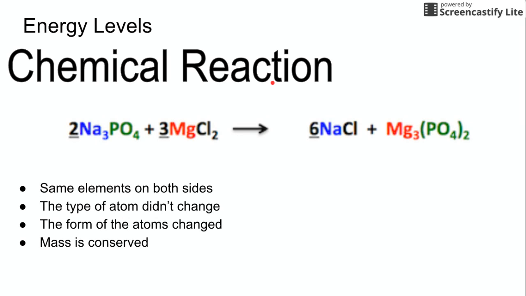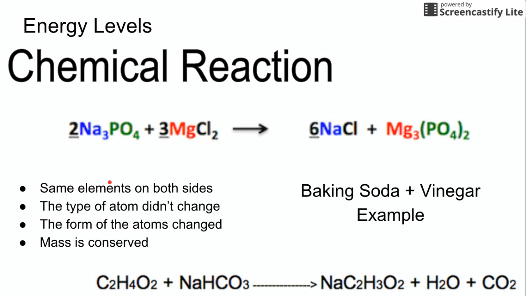So there are the same elements on both sides. The type of the atom didn't change, but the form of the atoms did change. So we have different compounds. And the mass is conserved. So over here, we have 6 sodium atoms, and over here we also have 6 sodium atoms. The law of conservation of mass applies for all chemical equations.